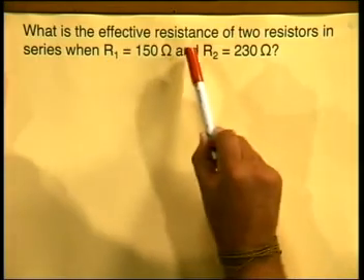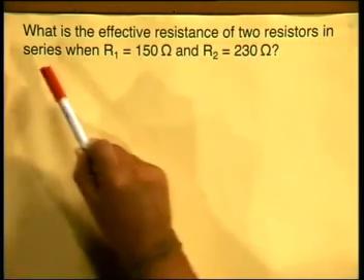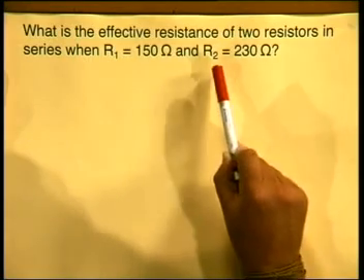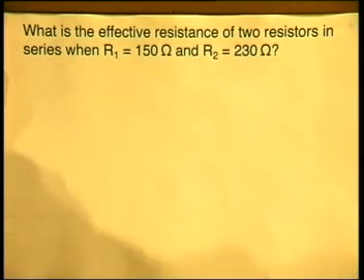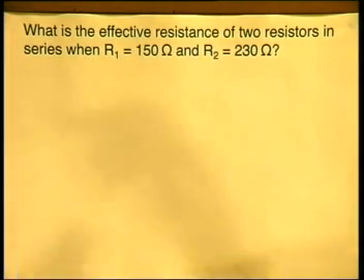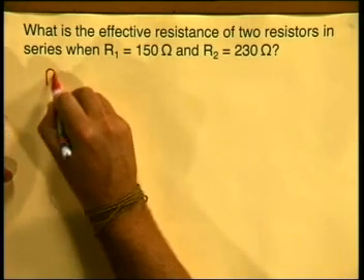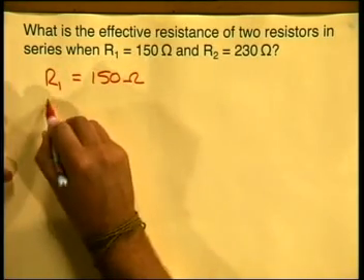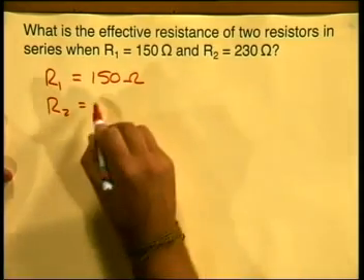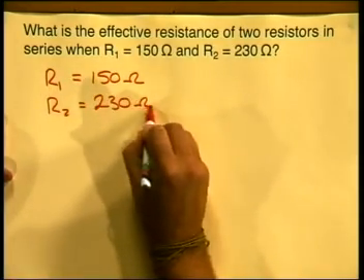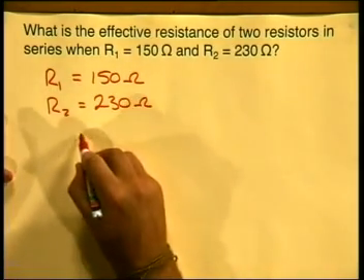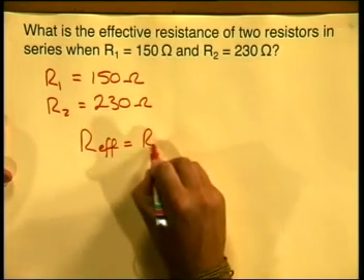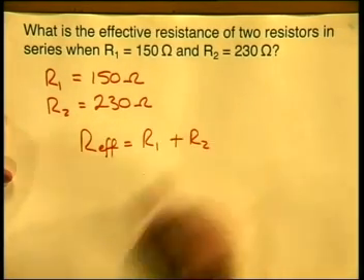What is the effective resistance of two resistors in series when R1 is equal to 150 ohms and R2 is equal to 230 ohms? Well, the problem is simple. We write down our information. R1 is 150 ohms. R2 is equal to 230 ohms. Now our formula is that R effective is equal to R1 plus R2.